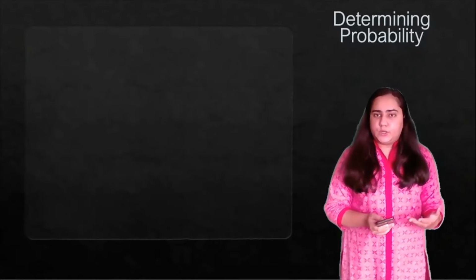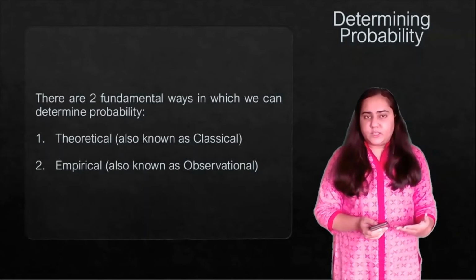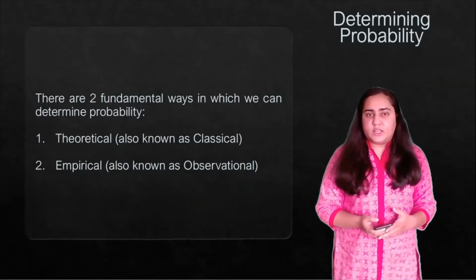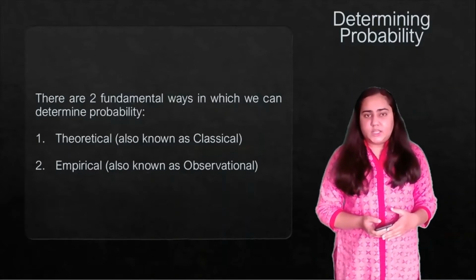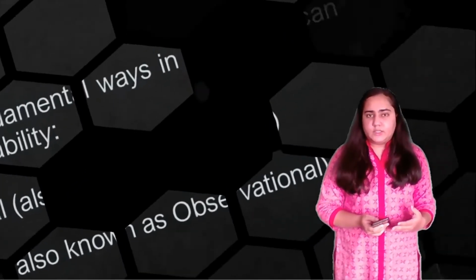How can you determine the probability? So there are two fundamental ways in which you can determine probability. The first is known as a theoretical method or a classical method. The second is an empirical method or observational method. Let's understand both of these methods.